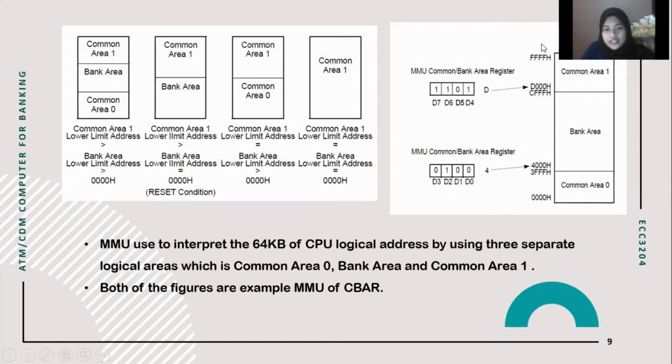So for the second figure, this is the example for the first block memory, which will have three logical areas: common area 1, bank area, and common area 0. The value of common area 1 is D, and the binary value is 1101, so it is greater than 0. And the bank area is 4, and the binary value is 0100. So it will have three logical areas included.